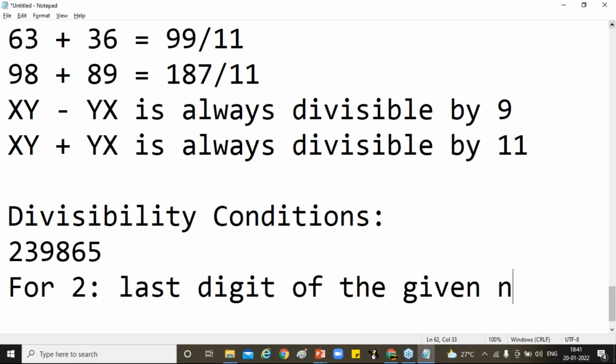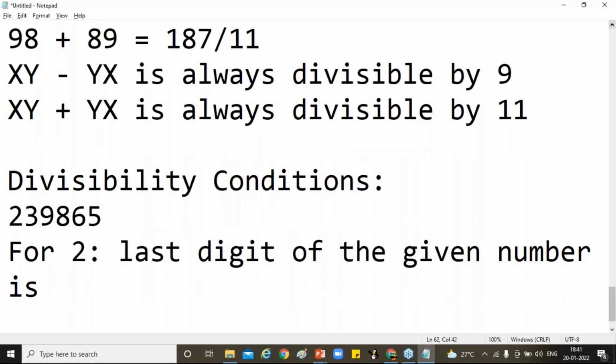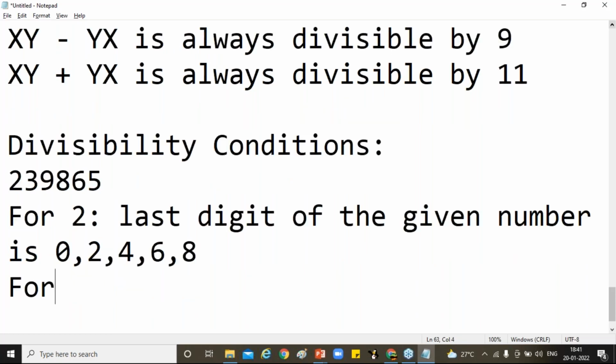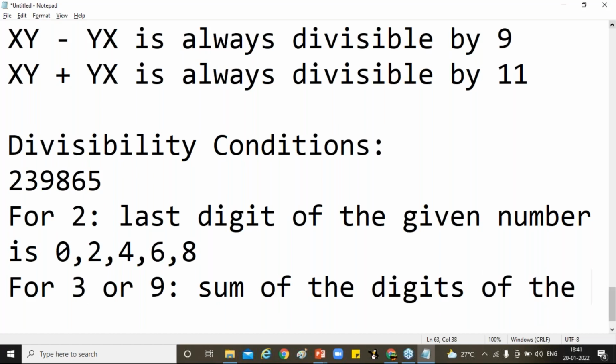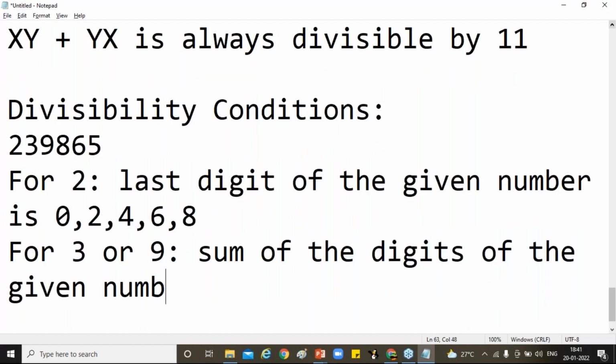may be 0, 2, 4, 6, or 8. It means that if the last digit of the given number is a multiple of 2, then only the number is exactly divisible by 2. If we have to take the divisibility condition for either 3 or 9, the sum of the digits of the given number is divisible by 3 or 9.